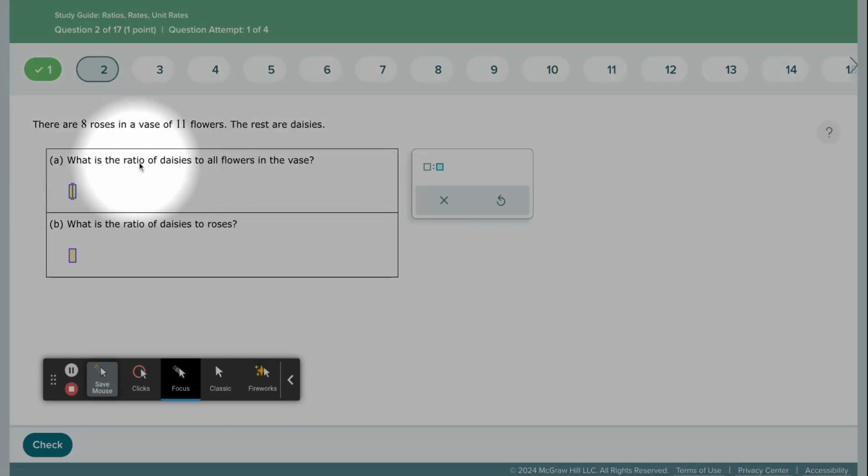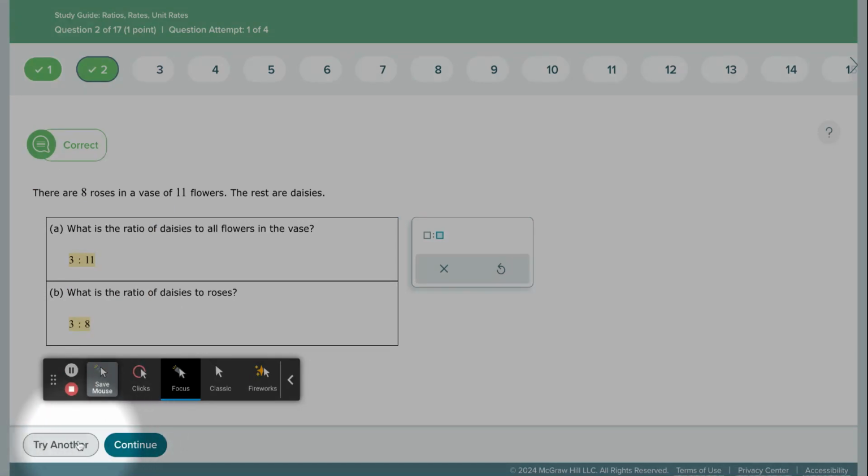So what is the ratio of daisies to all flowers? So I just determined that there are 3 daisies. I'm going to use my little format. There are 3 daisies, and the total number of flowers is 11. Cool. And then what's the ratio of daisies to roses? Remember, we determined that there are 3 daisies, and how many roses? 8 roses. So part of it, you kind of have to do your own little equation, and then the rest is right there in your problem.